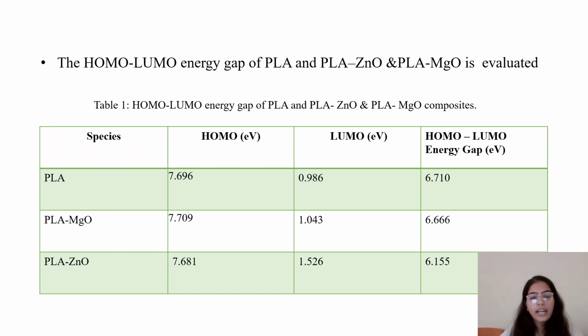To understand the electronic stability, we calculated the HOMO-LUMO energy gap for each molecule. Pure PLA has a gap of 6.710 eV, PLA-MgO shows a slightly reduced gap of 6.66 eV, and PLA-ZnO has the lowest gap, 6.15 eV. This reduction in energy gap after incorporation of metal oxides indicates enhanced electronic reactivity, particularly in the ZnO composite.